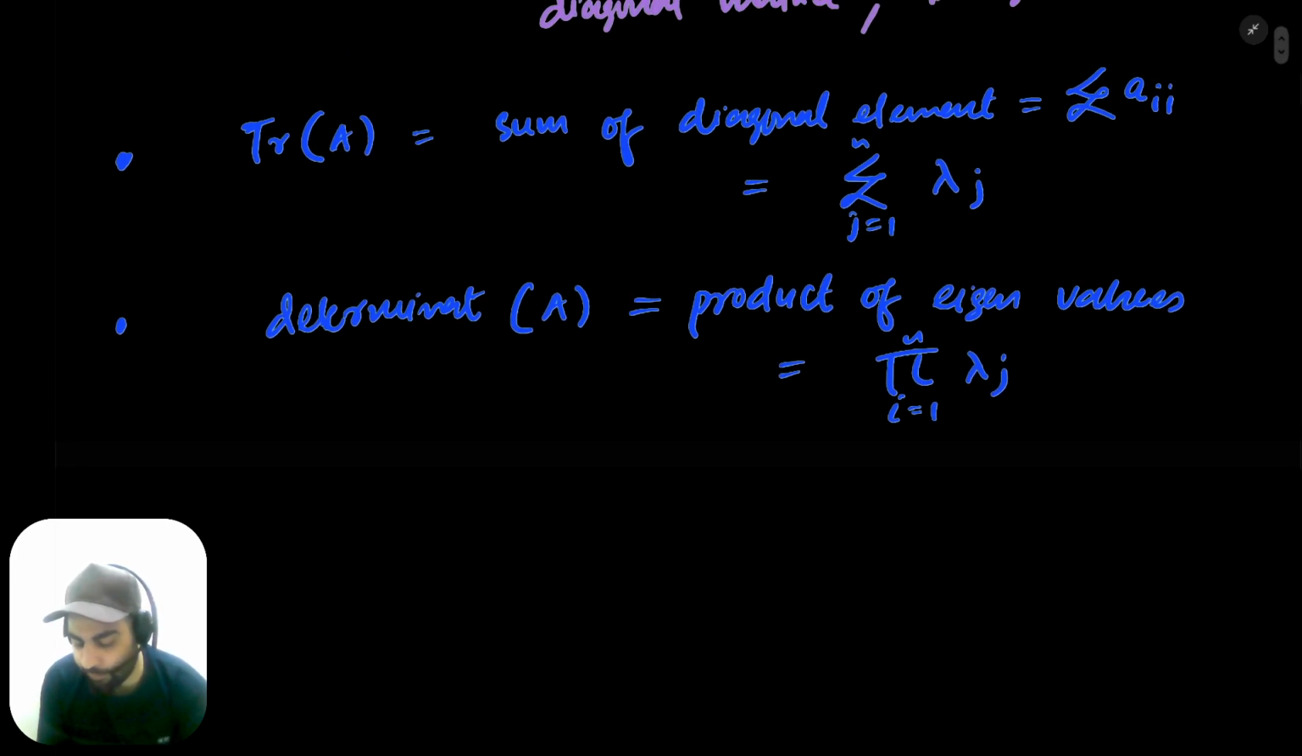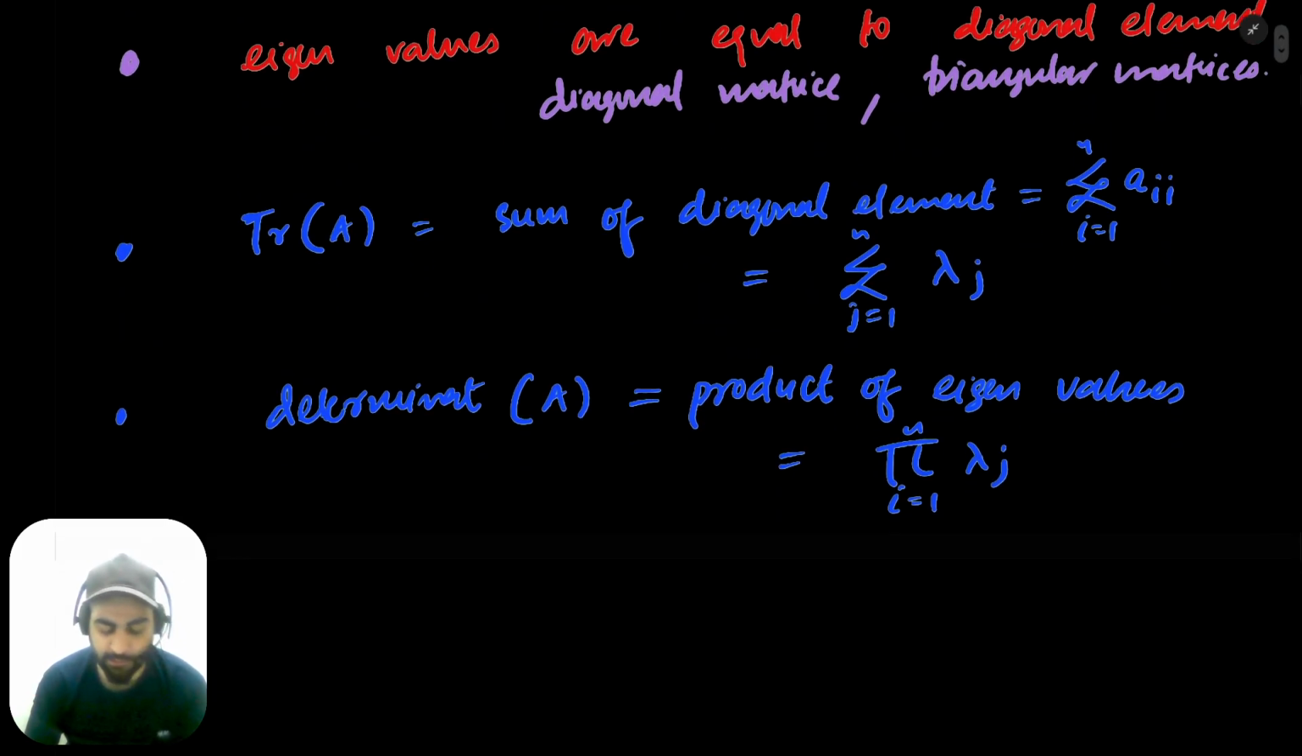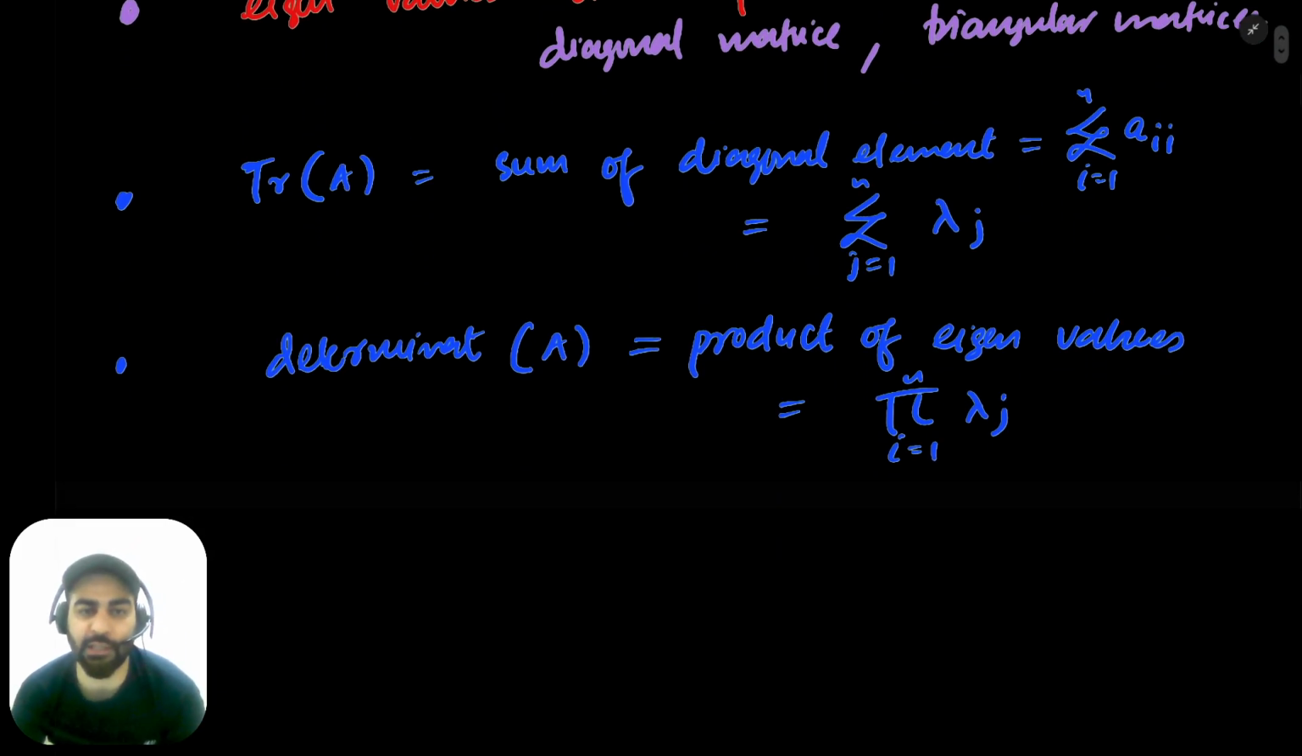In a similar way, we had i going from 1 to n, because we consider an n cross n matrix, and we saw that in order to have these properties, the matrices should be square matrices, because we are finding these things for square matrices in particular.